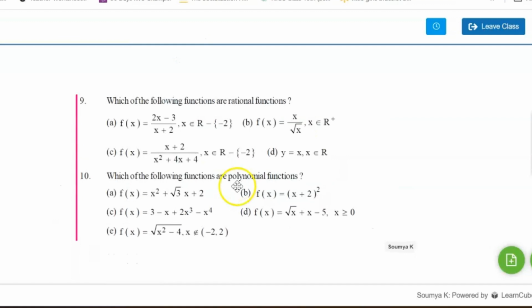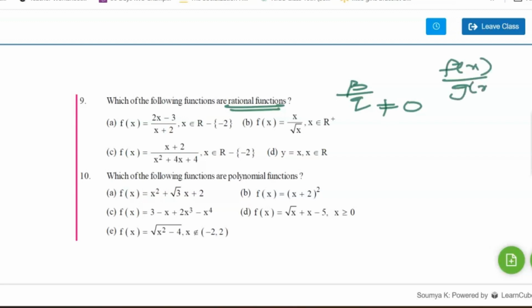Next question, which of the following functions are rational functions? So already we have learned what is a rational function. A rational function is a function in the form of p by q, where q is not equal to 0. Similarly, you have a function like f of x by g of x, where g of x should not be equal to 0. So we have to check whether all are in that form or not.